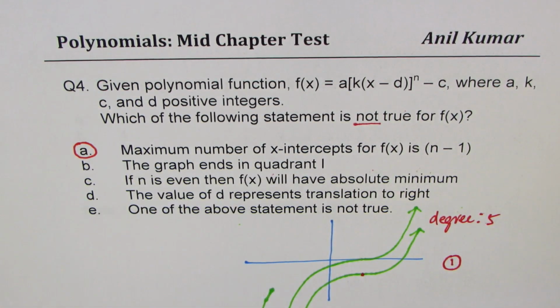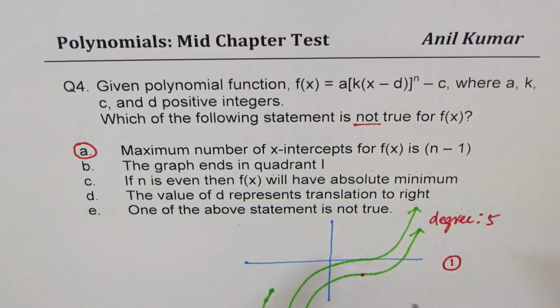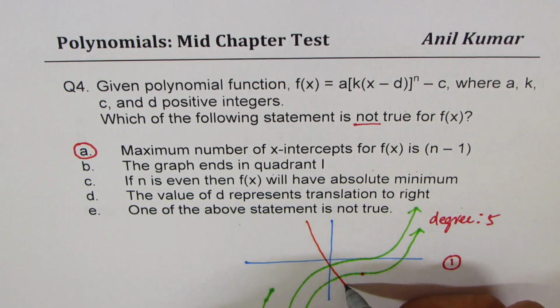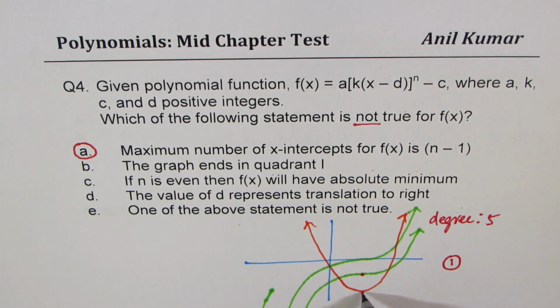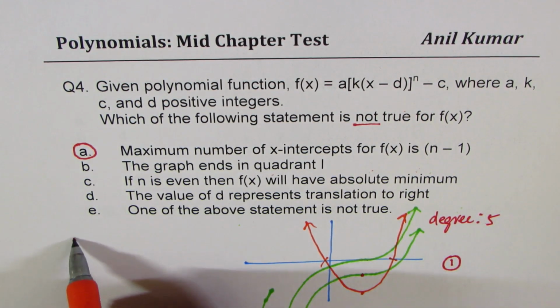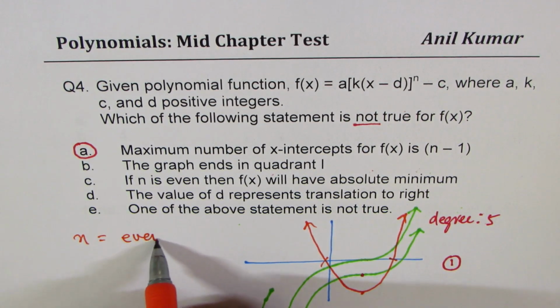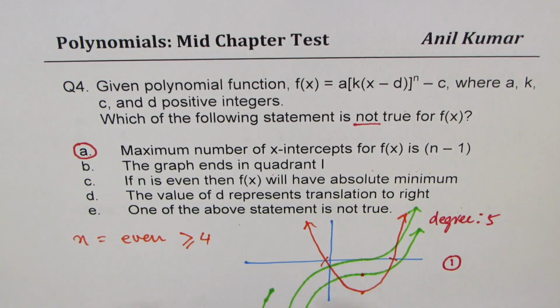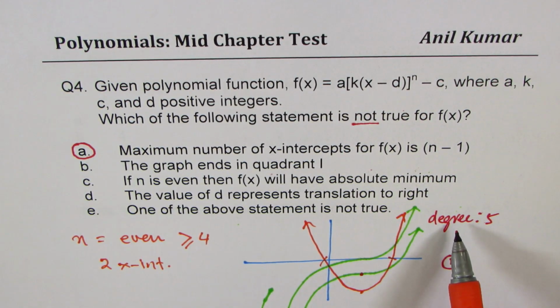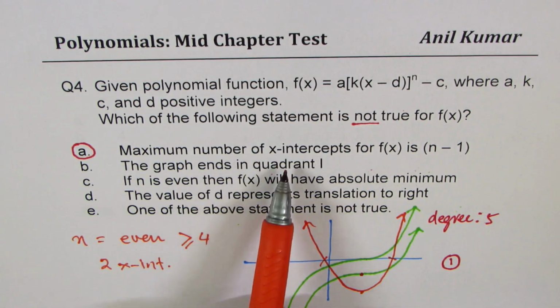If you are taking a positive degree function, then basically it's going to look kind of like this. So it moves right and down, and there will be only 2 x-intercepts. So if n is, let's say, even, greater than or equal to 4, in that case we have only 2 x-intercepts. You get an idea. But for any odd degree function, we'll have only 1 x-intercept. So this statement is not true.